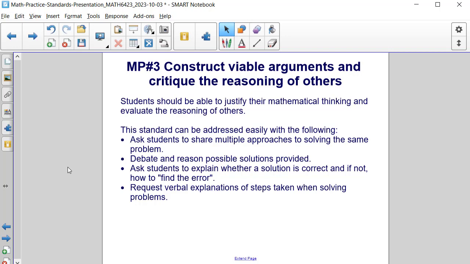Another subject area that delves deep into math practice standard number 3 is geometry. When you're constructing proofs and you're putting arguments down in a specific order, they're constructing the arguments and organizing them in such a way to prove the ultimate goal of each problem. You can also request verbal explanations of steps that were taken when solving different problems.